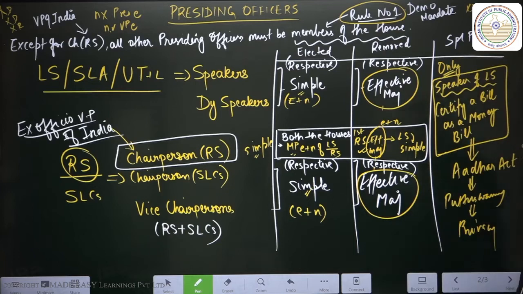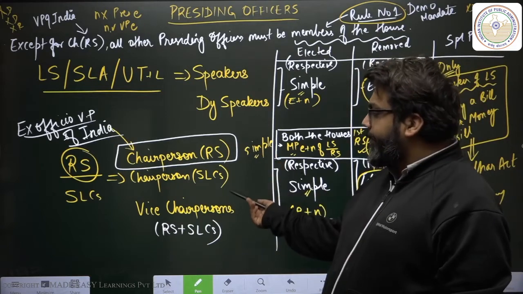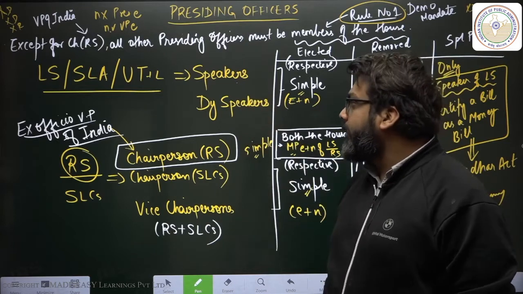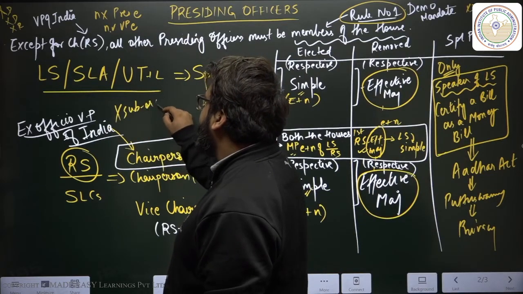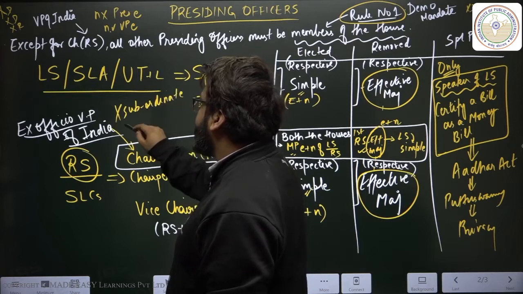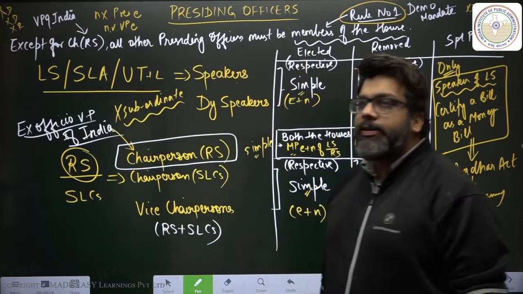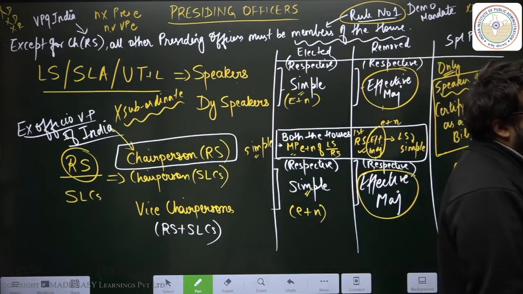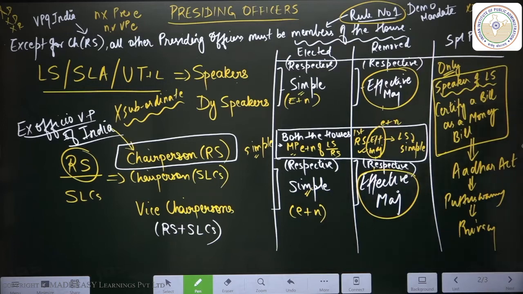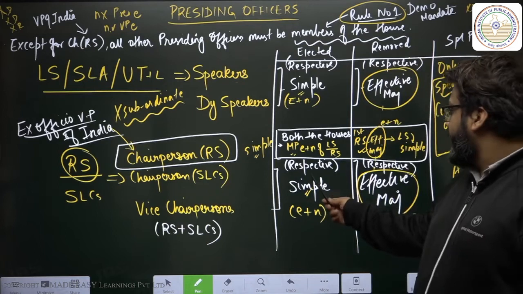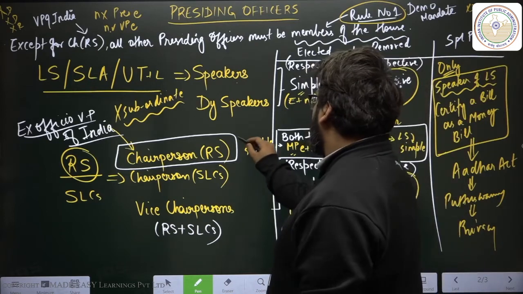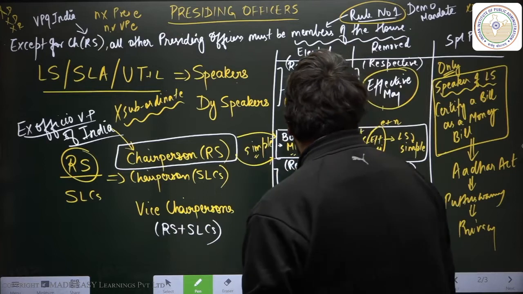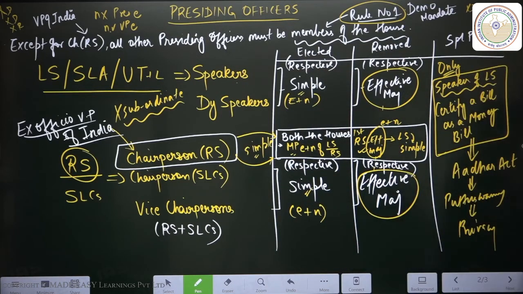Now, it is extremely important to note that the chairperson, the vice chairperson, the speakers, or the deputy speakers are not subordinate offices. When the speaker is not available, the deputy speaker presides over. That's how it works. They are not subordinate offices. Clearly written here. Only chairperson Rajya Sabha is collective.